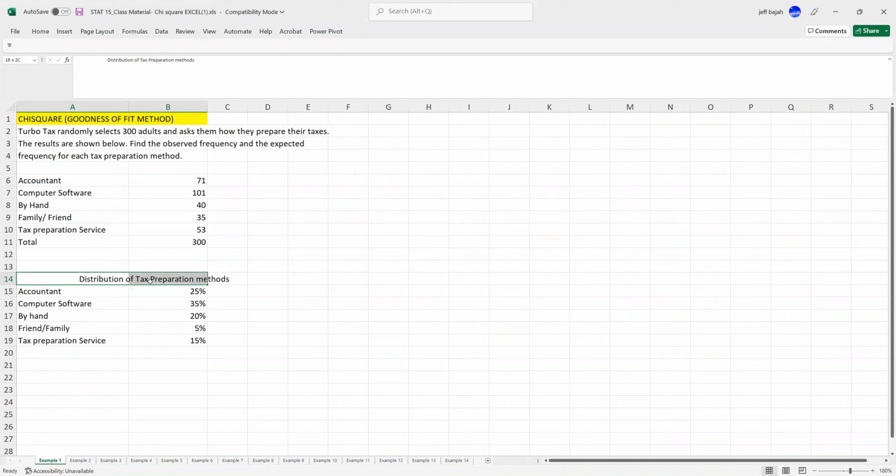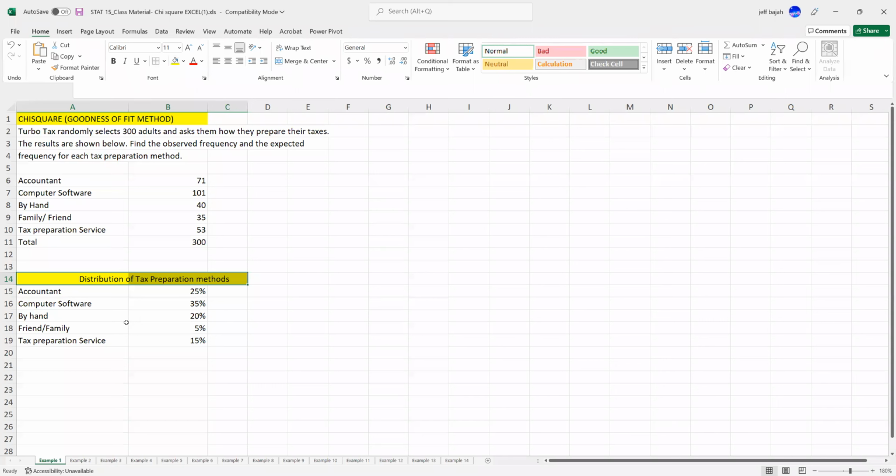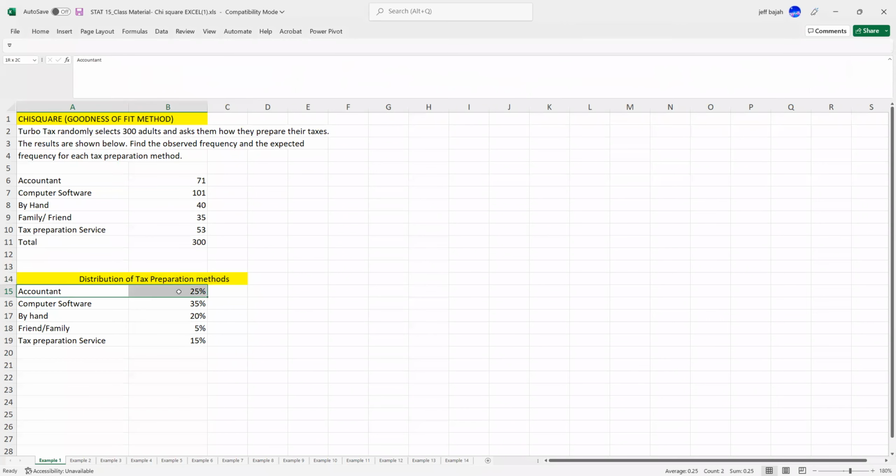This is what we call the distribution of tax preparation methods. Look at this. This is what we call our expected frequency. What this means is that if you ask people who helps them or who has helped them in the past to do their taxes, usually 25% of adults will tell you they had an accountant.